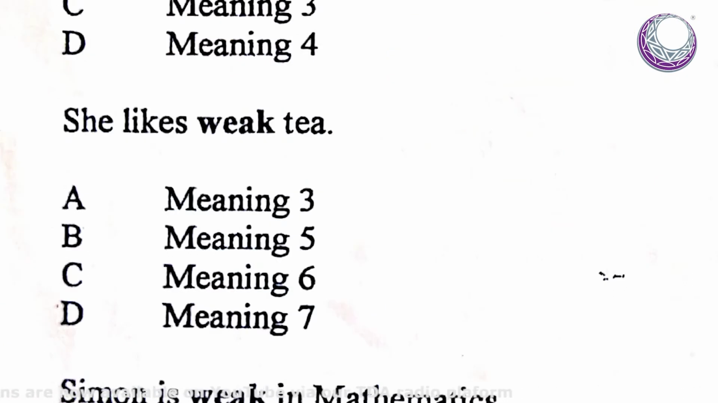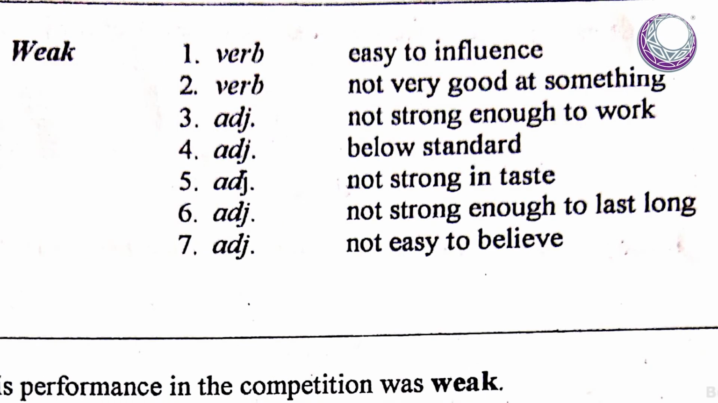She likes weak tea. All right, so remember the example I gave about making a cold drink or juice for somebody with a lot of water. She likes weak tea. So the answer will be not strong in taste. So it will be meaning 5. Then we can move on to the next one.